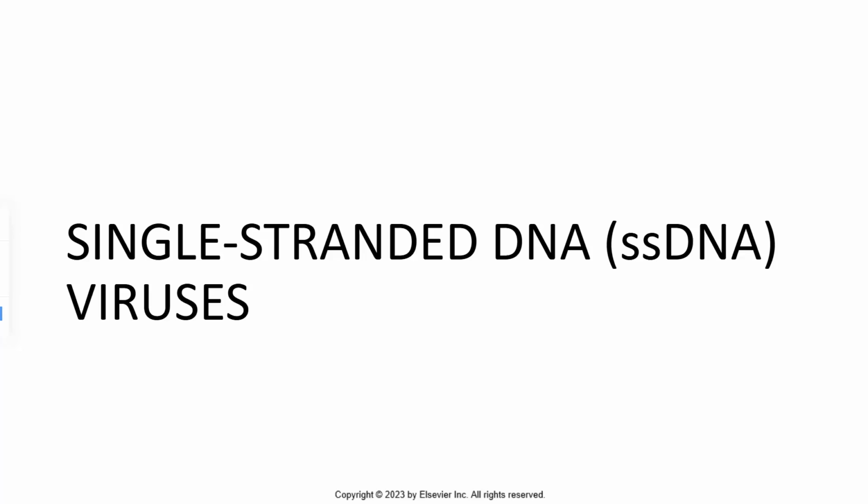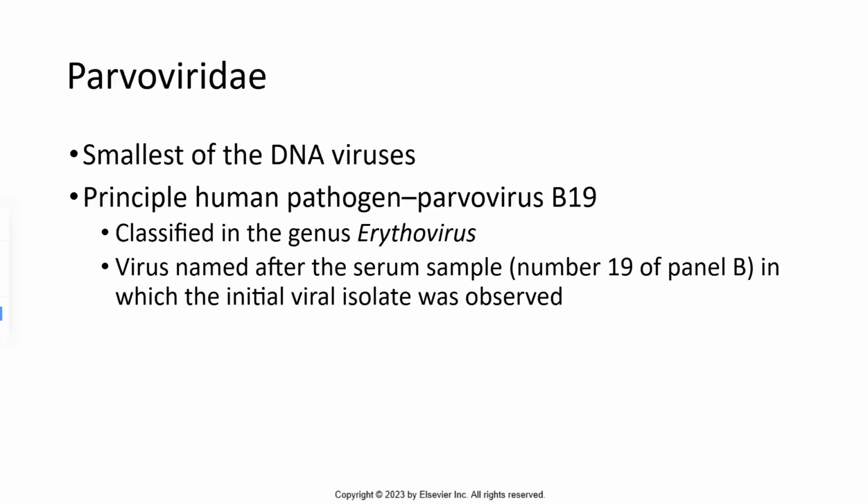Single-stranded DNA, ssDNA viruses. These are parvoviruses or Parvoviridae, the smallest of the DNA viruses. The principal human pathogen, parvovirus B19, is classified in the genus Erythrovirus. The virus was named after the serum sample number 19 of panel B, in which the initial viral isolate was observed.